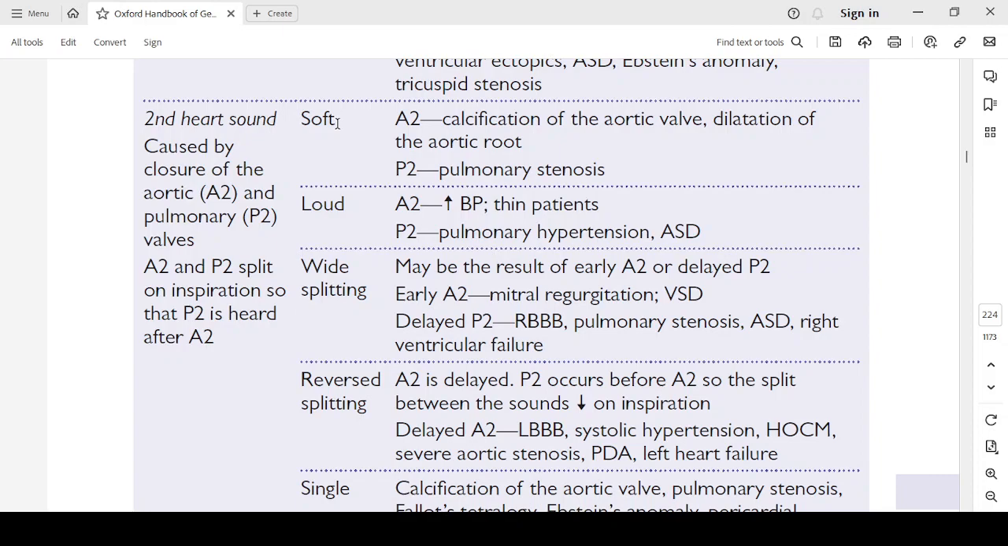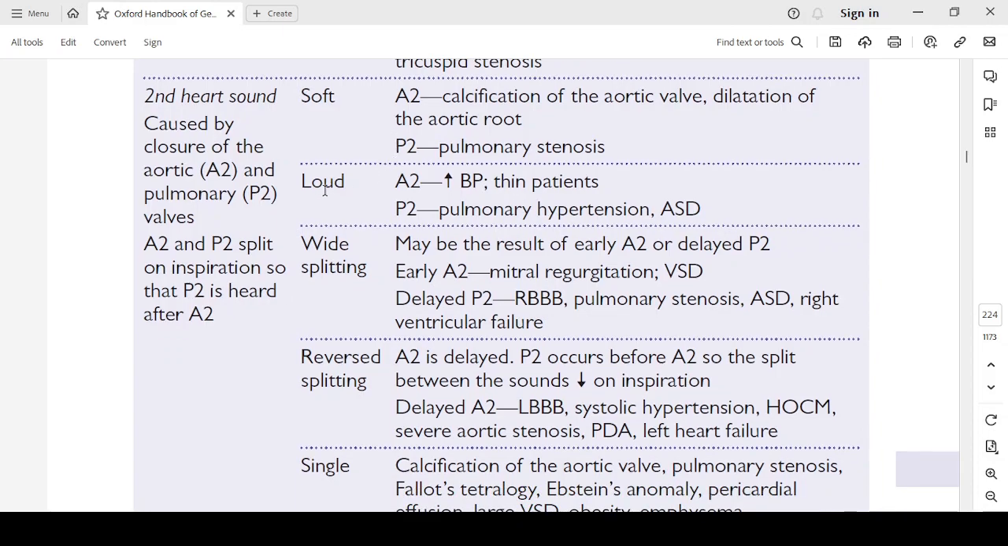The second heart sound is soft. A2 is soft in calcification of the aortic valve and dilatation of the aortic root. P2 is soft in pulmonary stenosis, since the pulmonary valves are very close to each other in pulmonary stenosis, so it is soft.